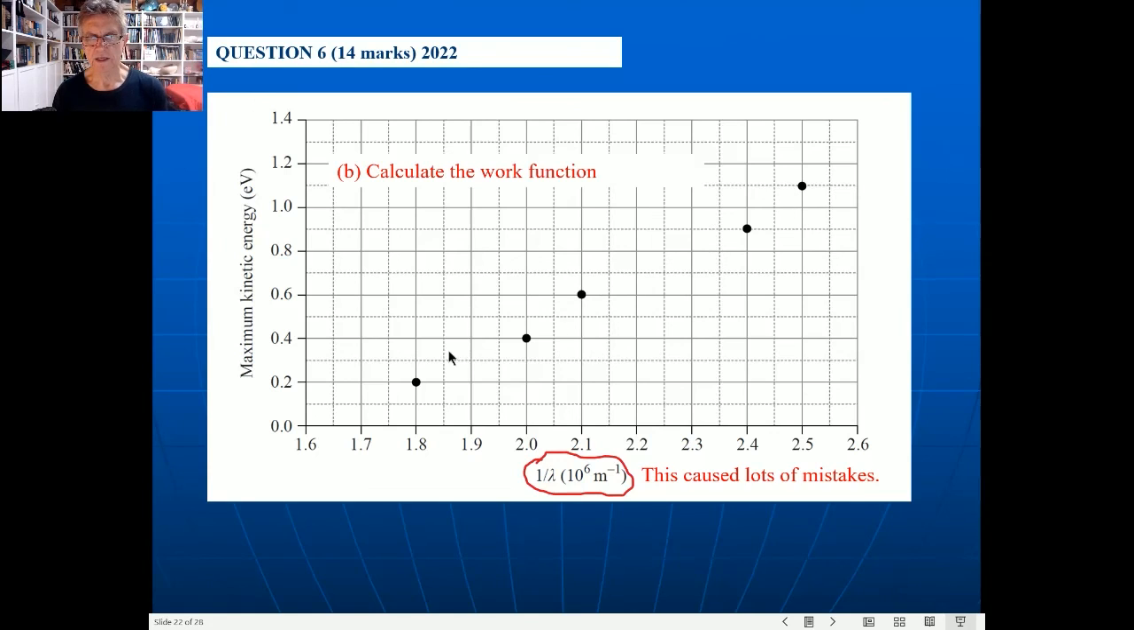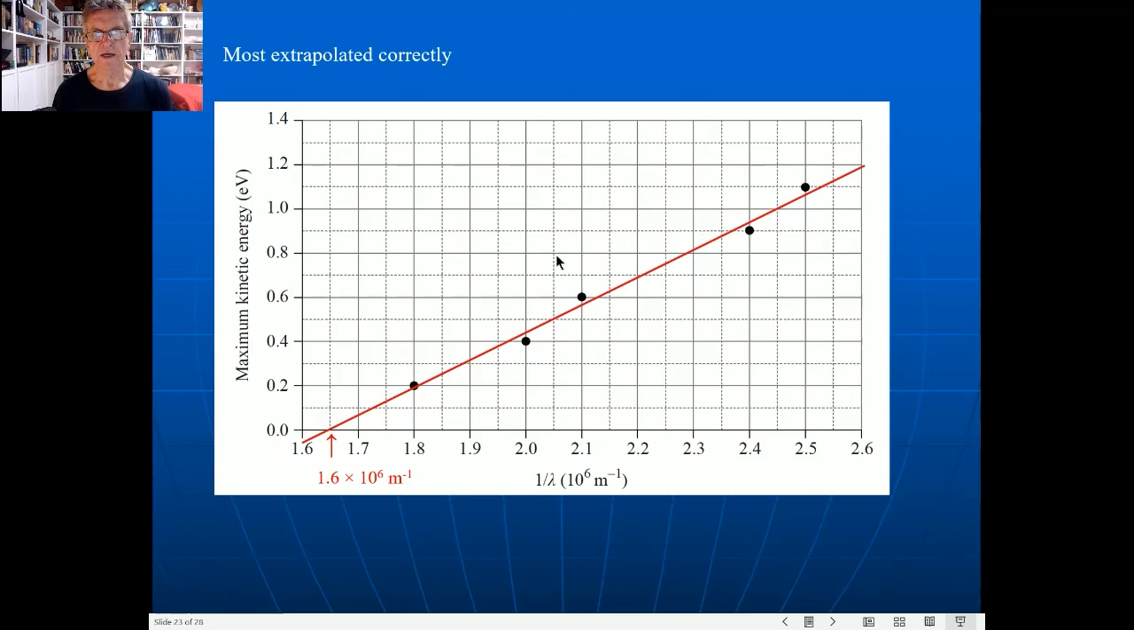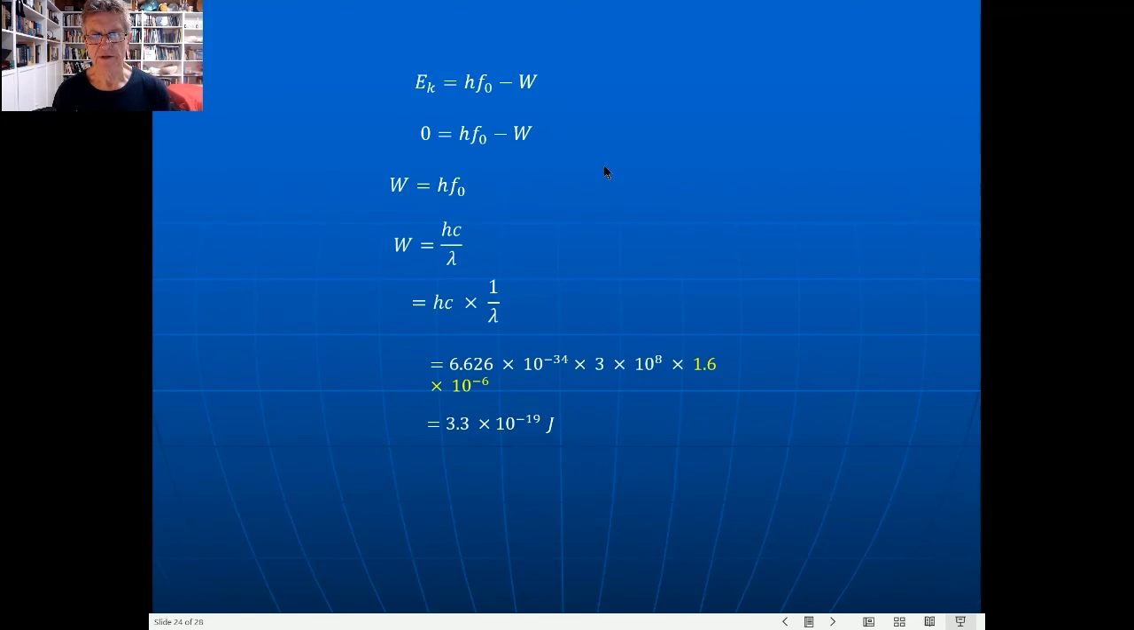You could do it by seeing where it cuts here, and that'd be F0. But here it's labelled as 1 on lambda, so you'd have to convert to work out F0. A bit tricky. I saw 4 different ways of doing it. There's a lot of approaches you can do there. That was extrapolating, and you can get the F0 value here. And then I've just shown you how you'd go about doing the question to get the right answer. I won't go through that now.